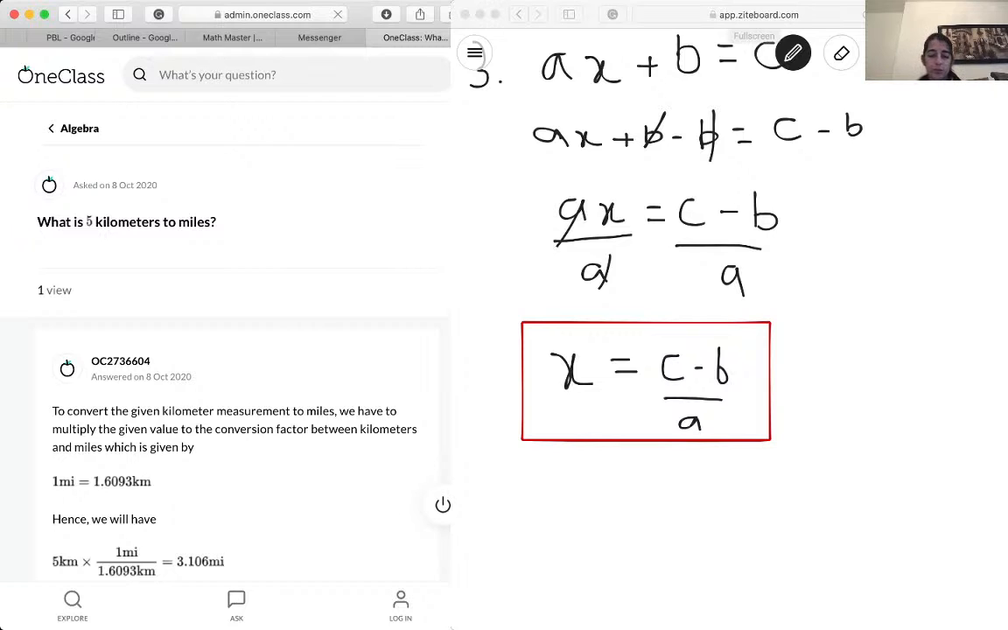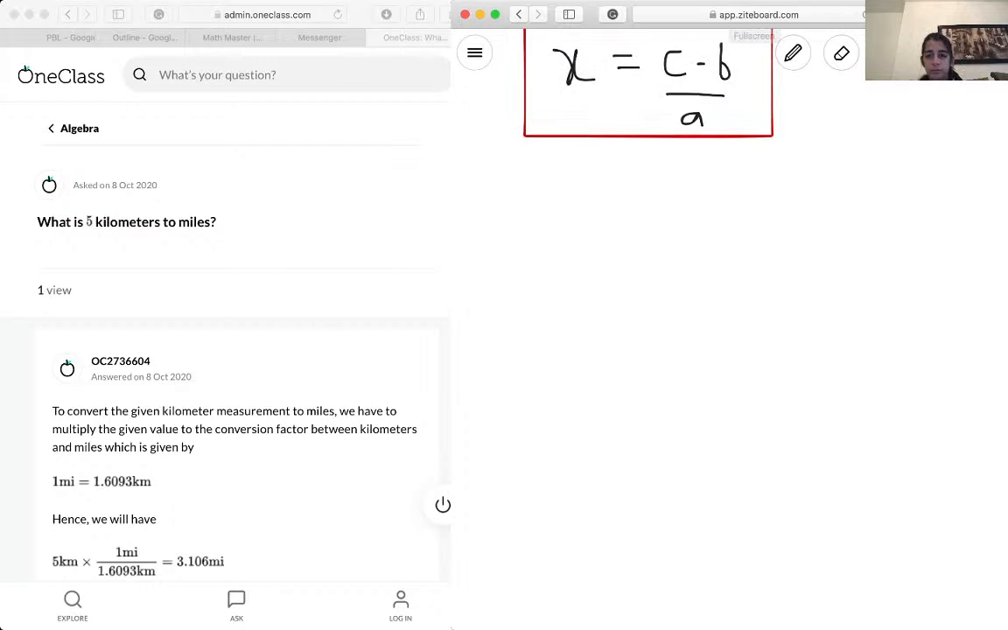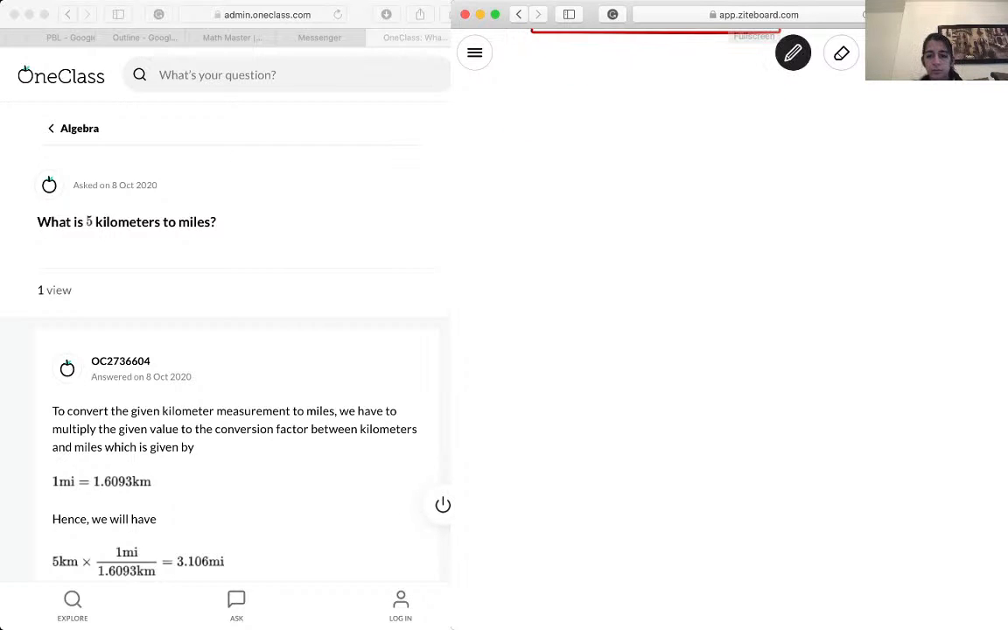This is another conversion question. So, what is 5 kilometers in miles? Again, we have to figure out our conversion factor. So, our conversion factor is 1 mile equals 1.6093 kilometers.